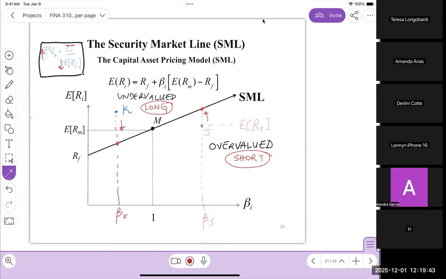Okay, so these are the price adjustments that will occur to reinforce the fact that all securities, bonds and stocks and investment opportunities, are all on the security market line.